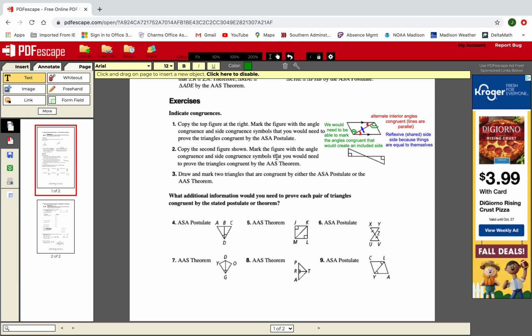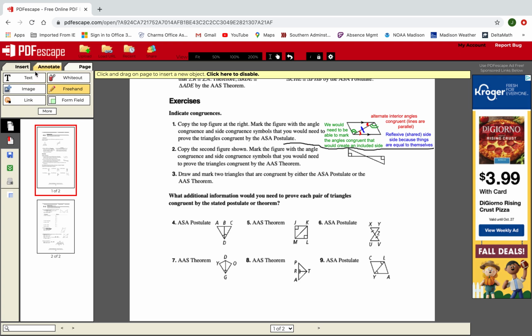Okay, number 2 is the second thing. Mark the figure with the angle congruence and side congruence that you would need to use AAS. So this time we do not want the side to be the included side. But the first thing we need to do is just separate these problems because there's so little room on this figure. Sorry about that. All right, so all of this was for number 1. Let's give number 2 a little bit of space.